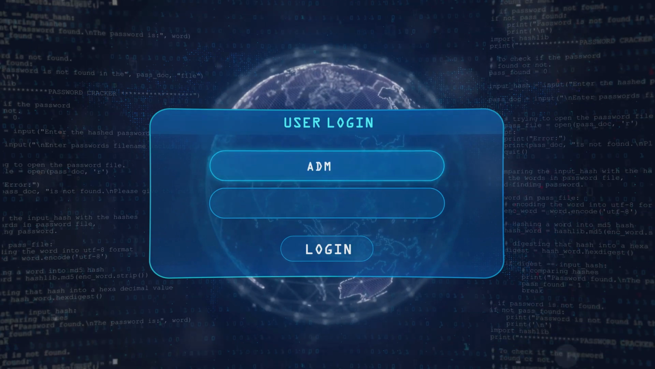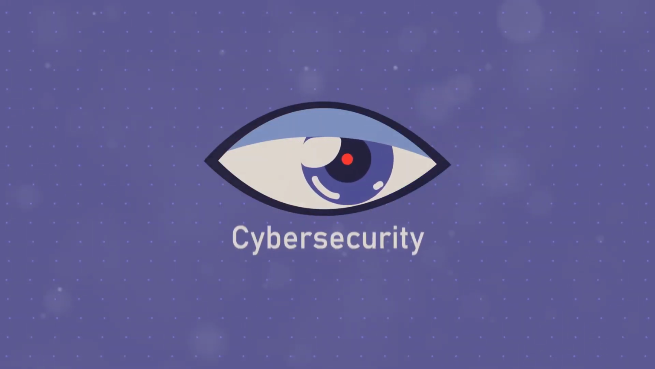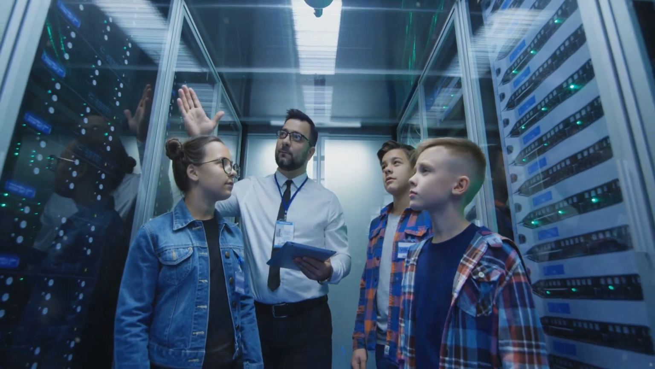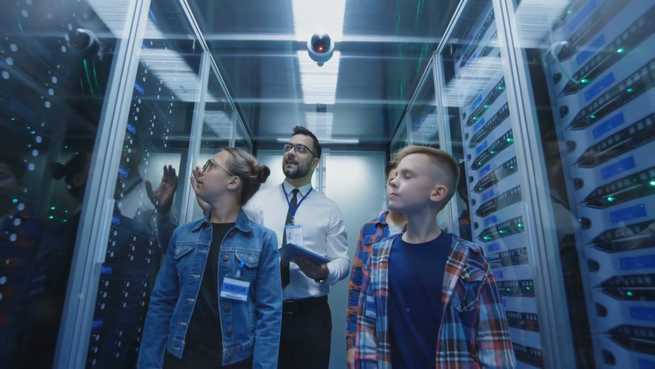Staying ahead in this arms race requires a commitment to continuous improvement. Regularly reviewing and updating security protocols, investing in new technologies, and fostering a culture of learning and adaptation are essential for maintaining a strong cybersecurity posture.